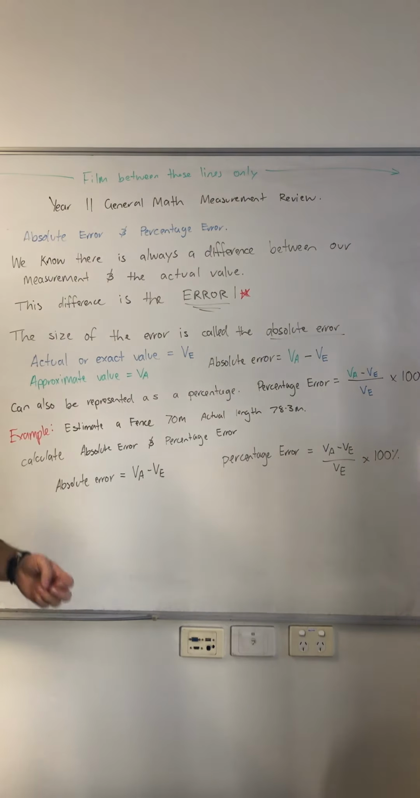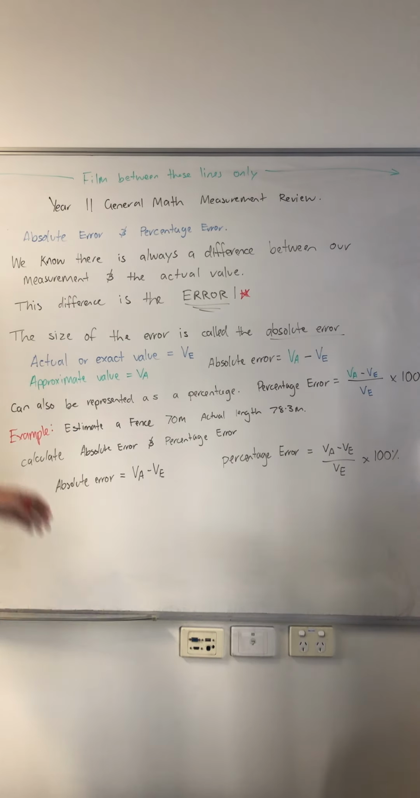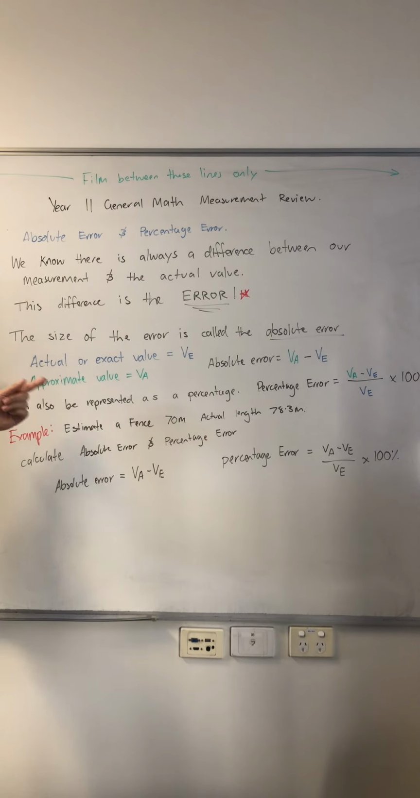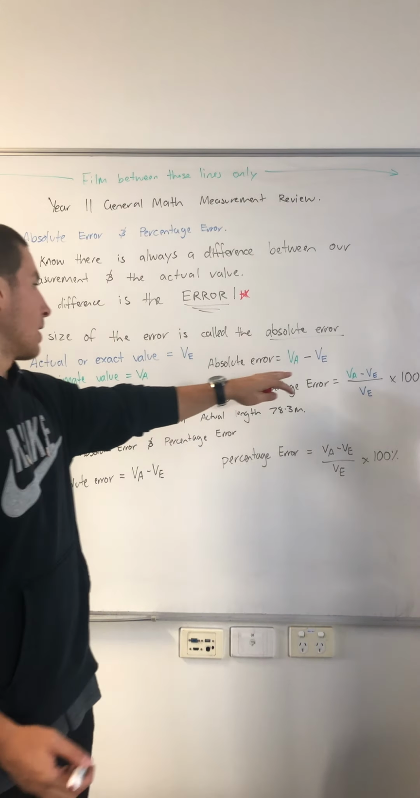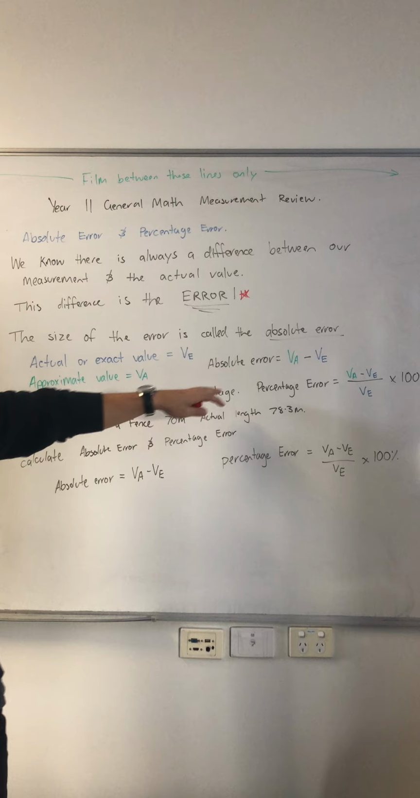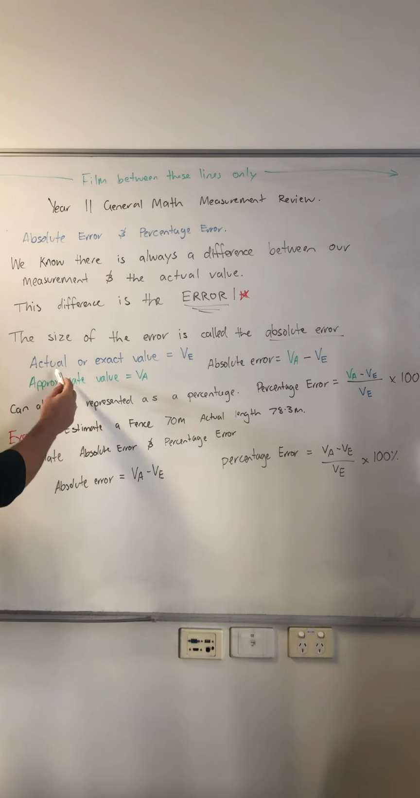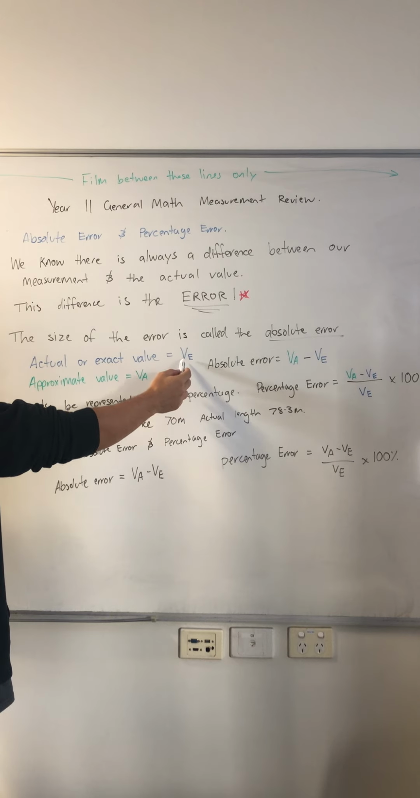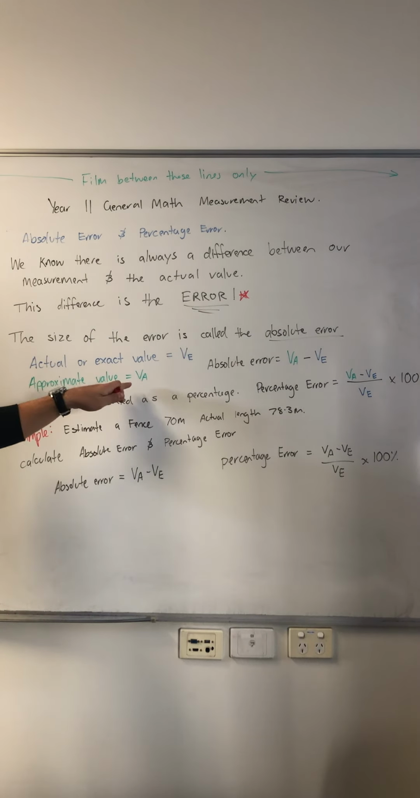So that's the difference between your estimate and the actual value that it is. So the size of the error is called the absolute error. And we find this by subtracting the exact value from the estimated or approximate value. Okay, so actual or exact value is equal to VE, and then approximate value is equal to VA.